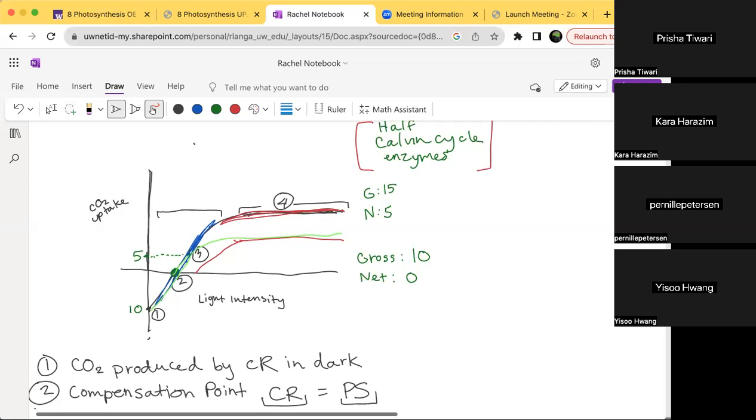So for the problem we just did, why, when the electron transport chain changes, is the Calvin cycle line technically starting and ending at the same point, but it's mostly the electron transport chain, it's not over time, but the CO2 uptake becomes lower.